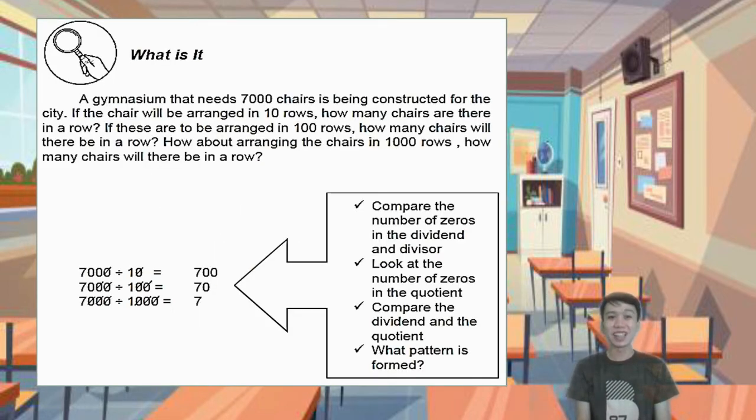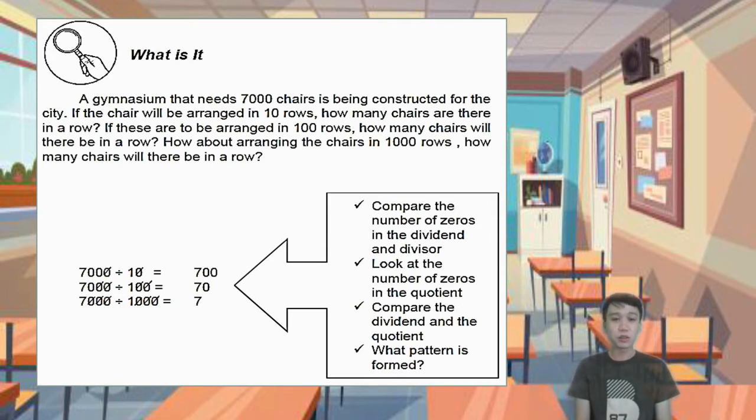What is it? A gymnasium that needs 7,000 chairs is being constructed for the city. If the chairs will be arranged in 10 rows, how many chairs are there in a row? If these are to be arranged in 100 rows, how many chairs will be there in a row? How about arranging the chairs in 1,000 rows, how many chairs will be there in a row?